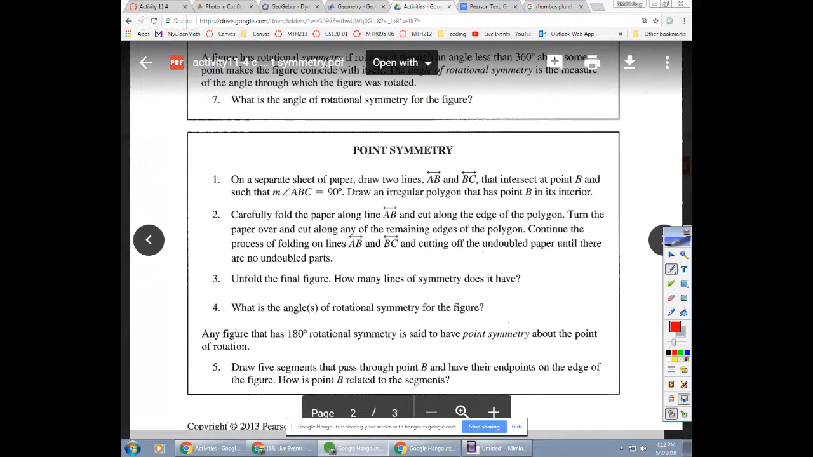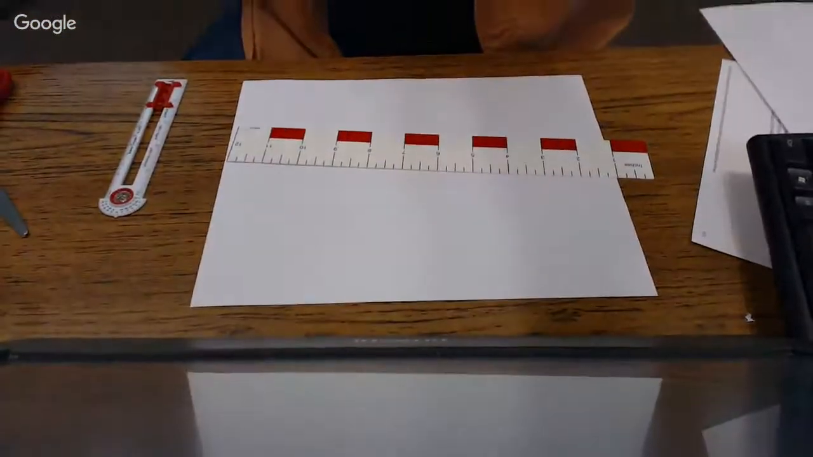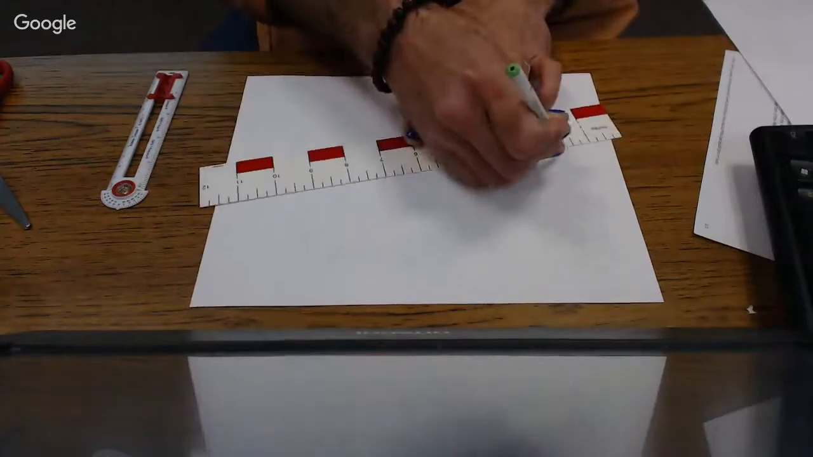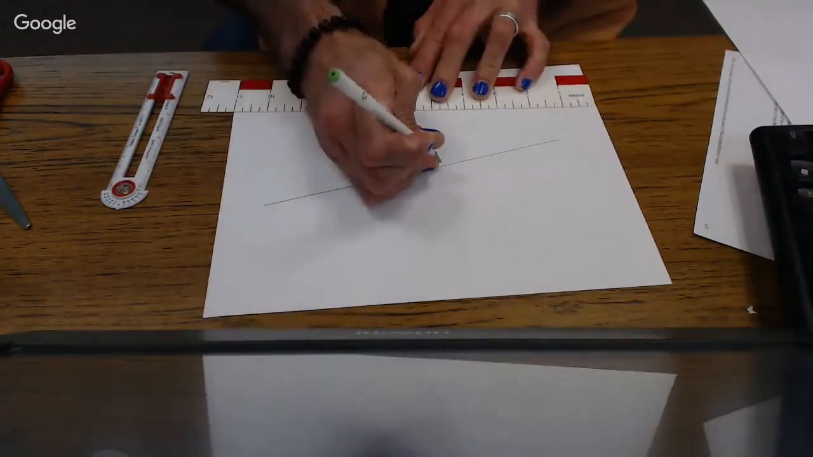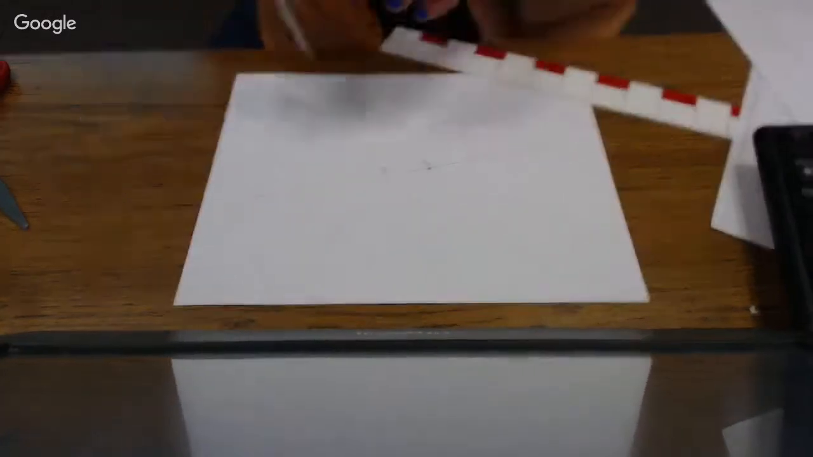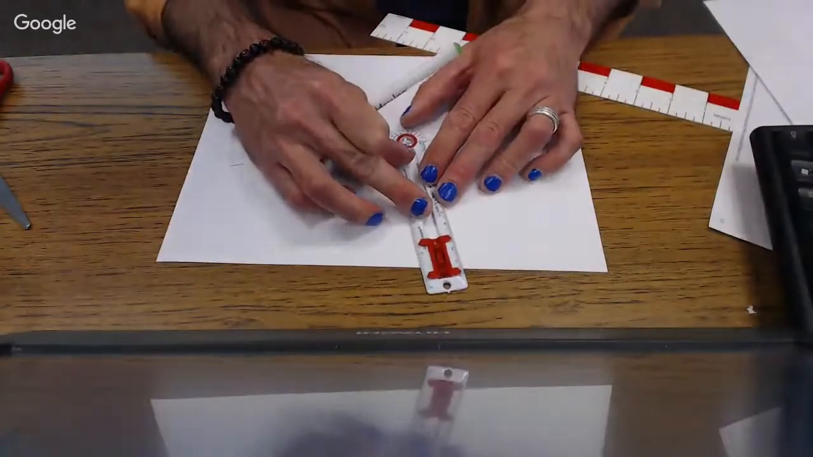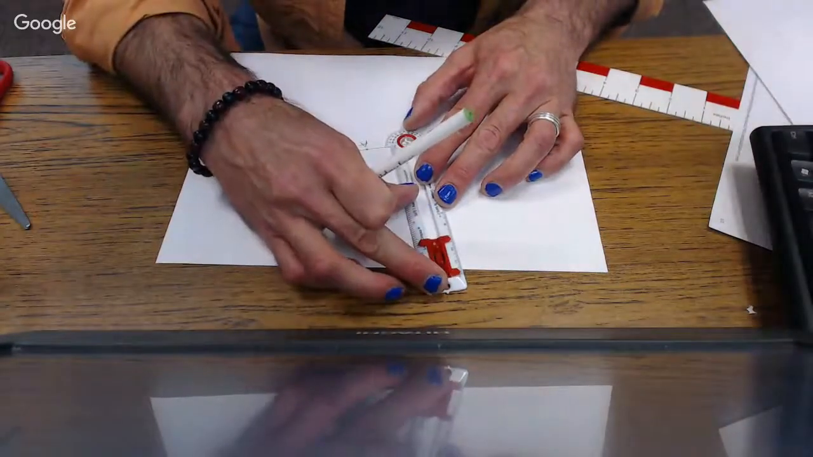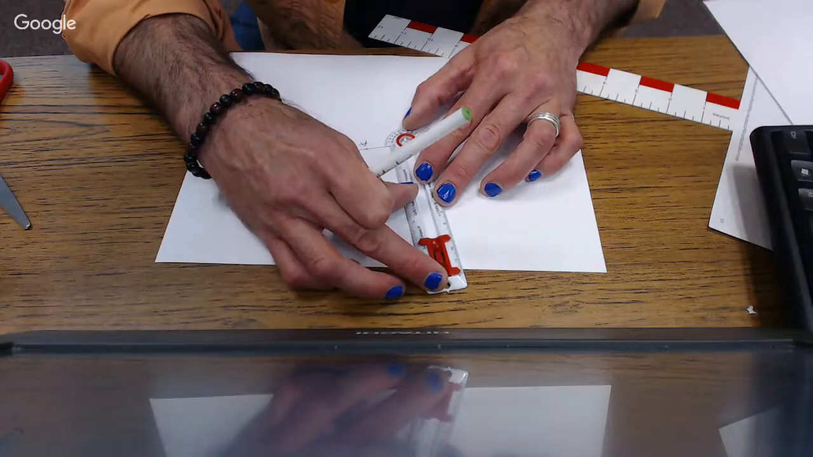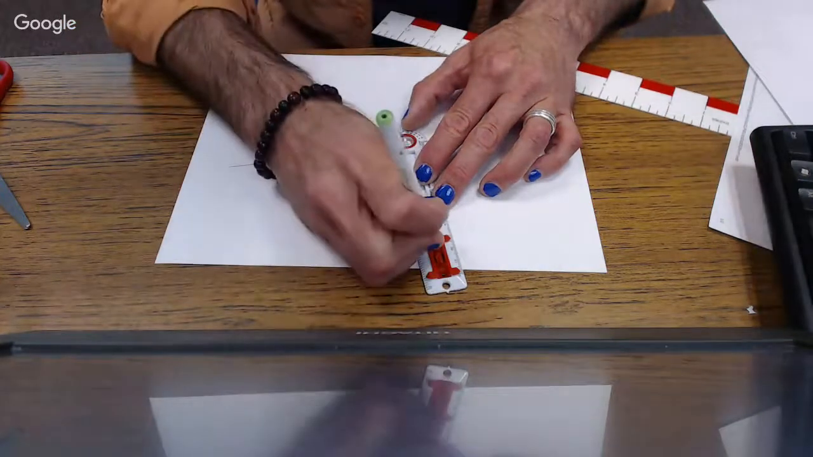All right, so for the next part, we're going to play with a 90-degree angle. Starting with line BA, make a 90-degree angle to the best of your ability. There.